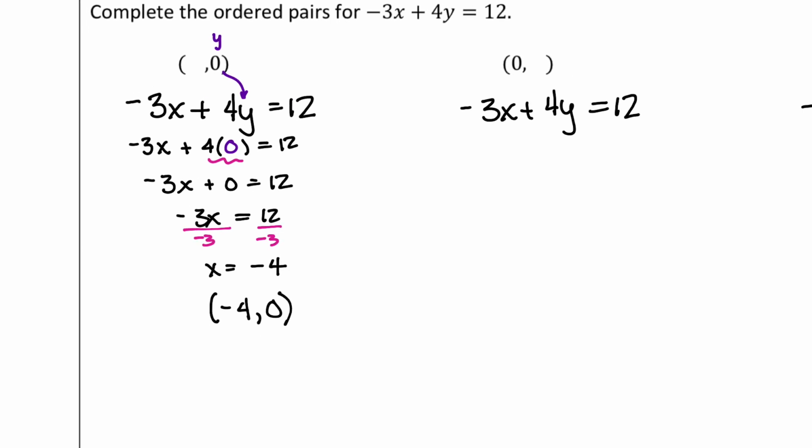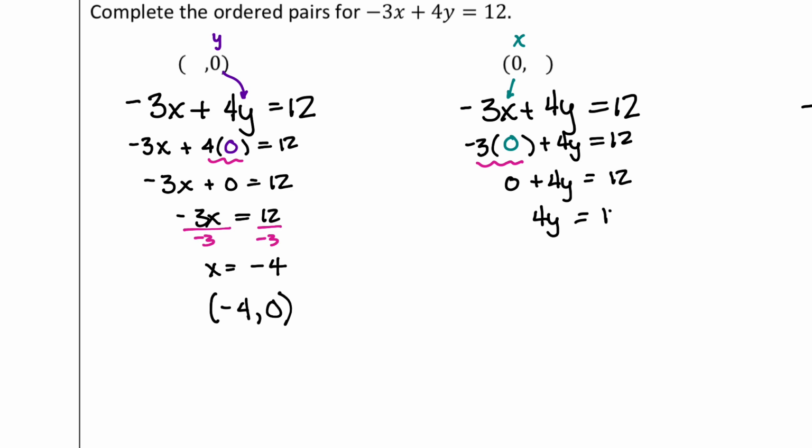Okay, next one. This time we're given x, right? So x is going to go in here. -3 times x. I'll put a 0 in there. All right, so -3 times 0 is 0. Add 4y equals 12. And 4y then, because adding 0 does nothing to it, divide by 4, and you get y equals 3. Complete the point, and you get 0, 3.